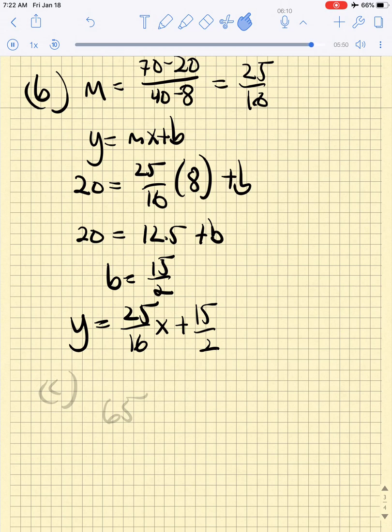Okay? And part C, predict the maximum longevity for an animal with an average of 33 years. That's just substituting in the value. And we come up with 65 as the longevity.